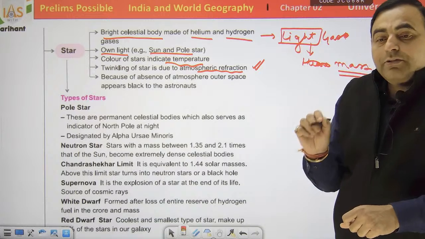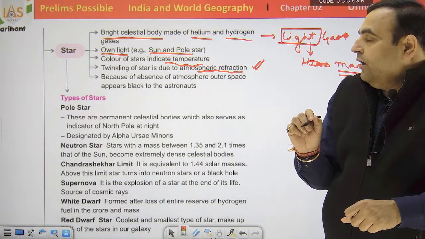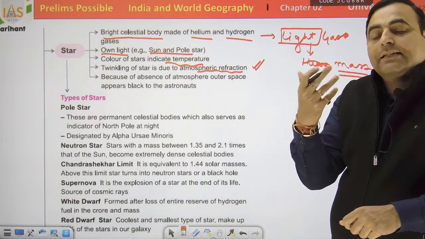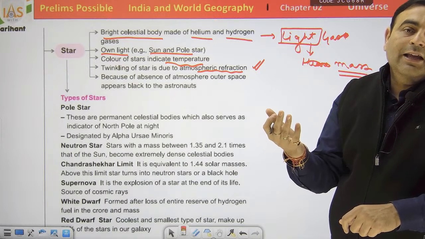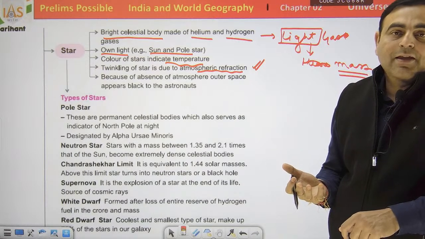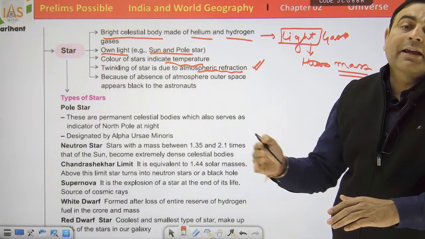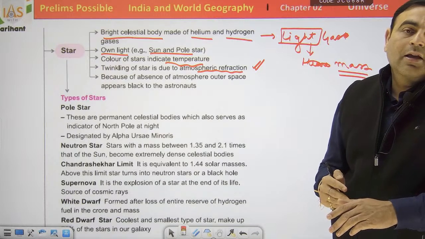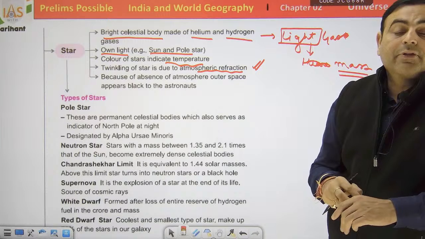When I'm talking about the color, the brighter or the newer the star, the whiter it is. And as the star is dimming or heading towards the black hole, the color of it is very dim.